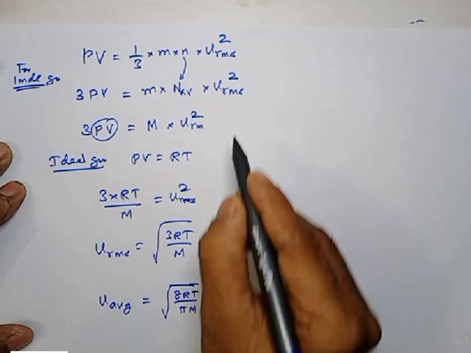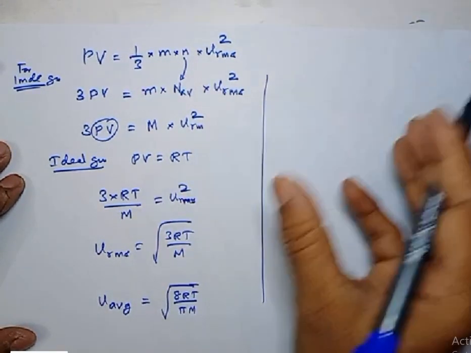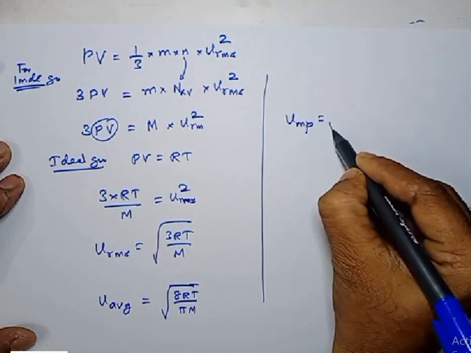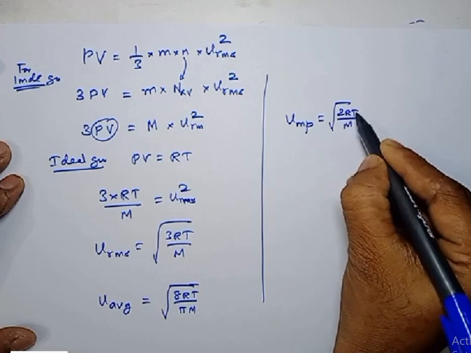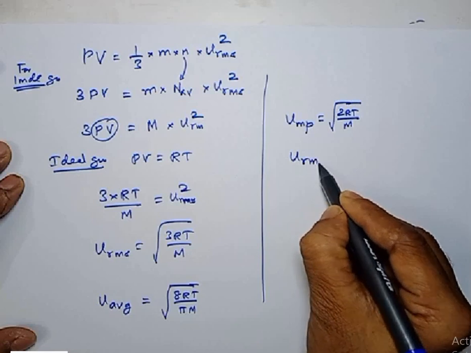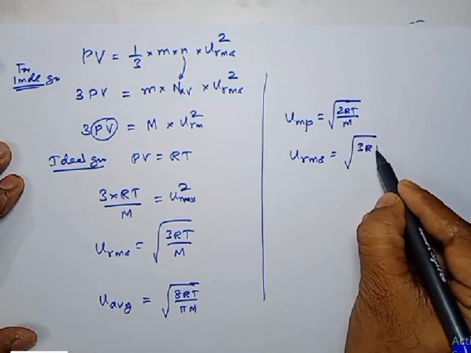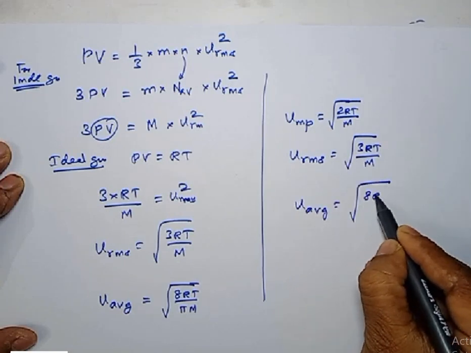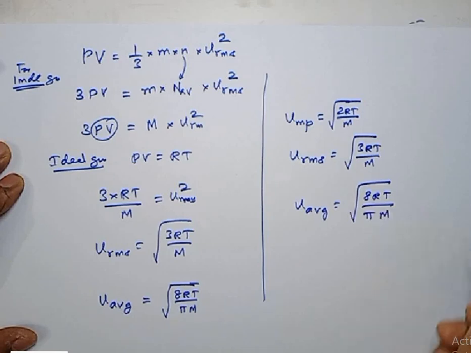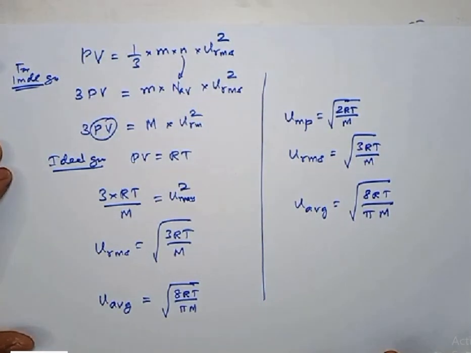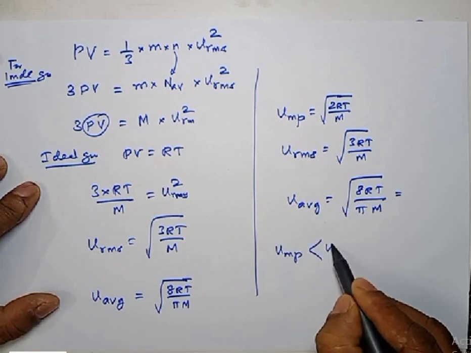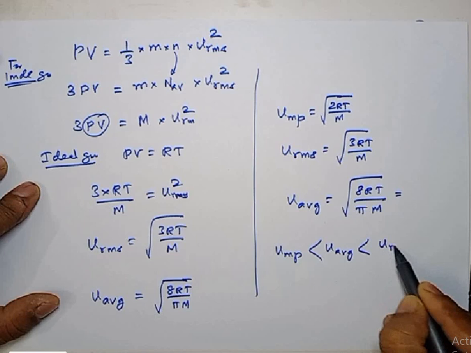So remember, there are 3 velocities in Maxwell's distribution of velocities of molecules. What are they? Most probable velocity, which is the square root of 2RT by M. Then root mean square velocity, which is the square root of 3RT by M. Then average velocity, which is the square root of 8RT by pi into M. Take down and remember all these 3 velocity formulas. Most probable velocity, then average velocity, then root mean square velocity.